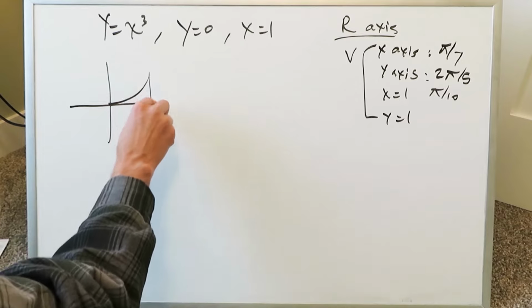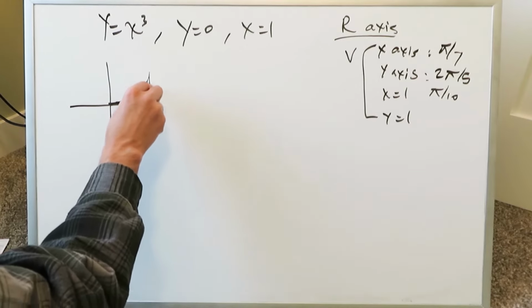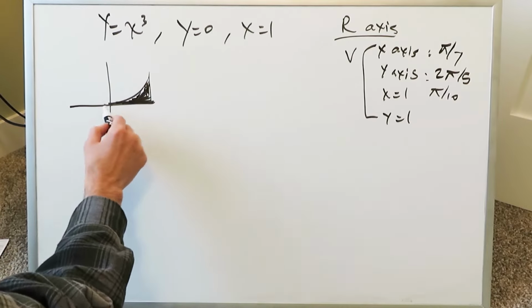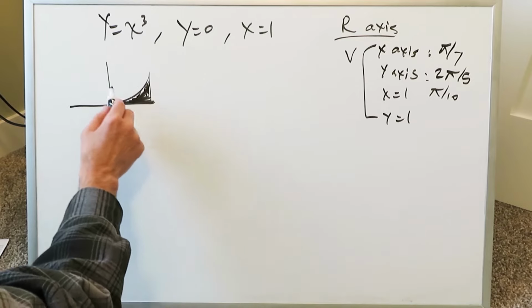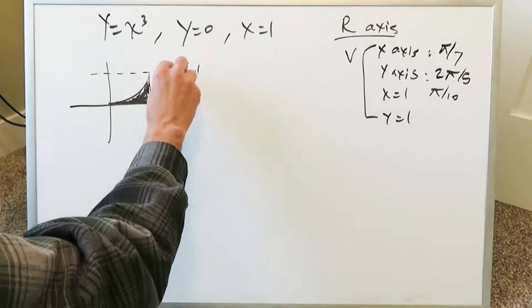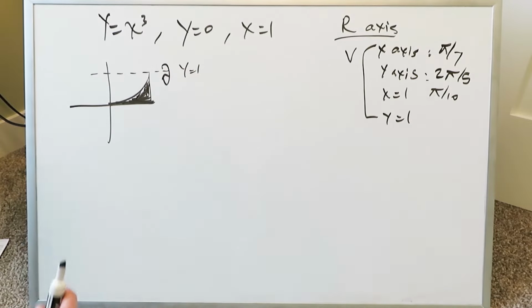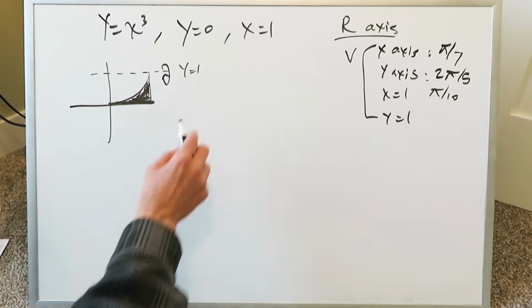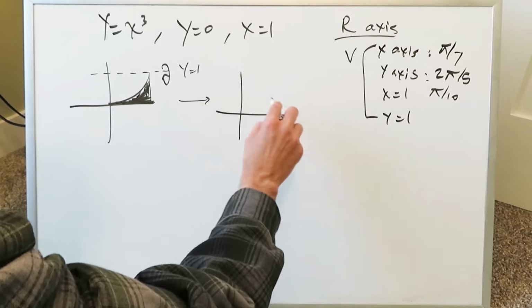Again, we have all of this region bound by these lines: x equals 1, y equals 0, and y equals x cubed. Here's my rotational line, y equals 1, and we're doing a rotation around it. Again, it'll still be a rotational solid, and it's going to be an interesting one. Let me show you what it would look like.